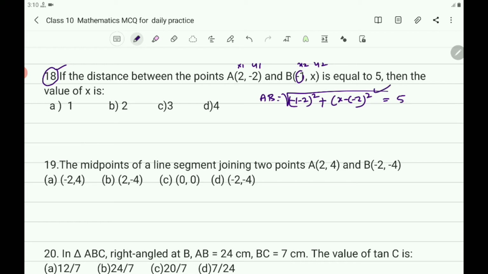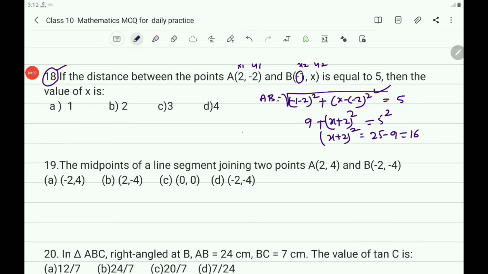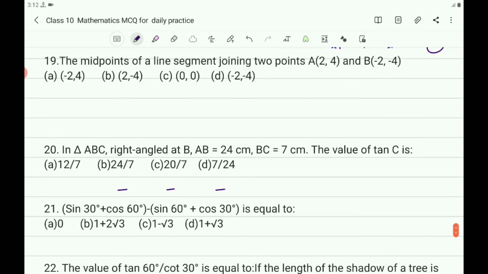Now here you remove the root and take the square. If the root is removed on one side, you will get the square on the other side. So that becomes -1 minus 2 is -3, whole square is 9, plus (x plus 2) whole square equals 5 square. Then (x plus 2) whole square equals 5 square, which is 25. 25 minus 9, you will get 16. Then x plus 2 equals root 16. Root 16 is 4. So you will get x equals 4 minus 2, that is 2. And you got 2 here. That is option 2, it is option B. Option B is the answer. 2 is the answer.